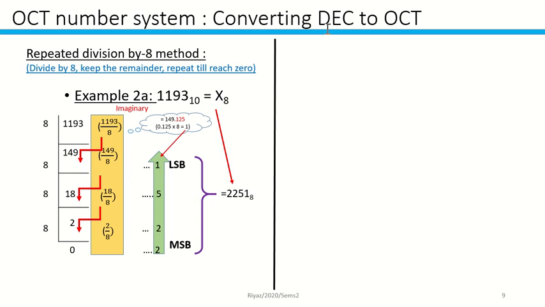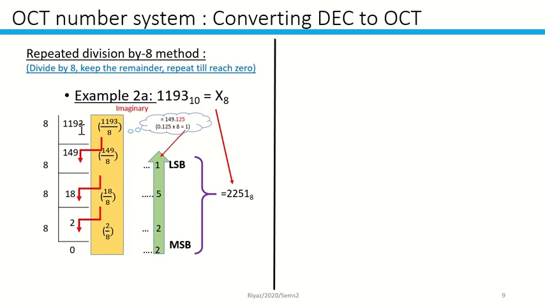Next, we're going to go from decimal to octal. It's similar to the previous section of hexa to decimal to hexa, but because it's octal, you need to repeat by 8 method. You need to divide by 8, keep the remainder, and repeat until you reach 0. For example, you have a number 1193, you need to convert to octal.